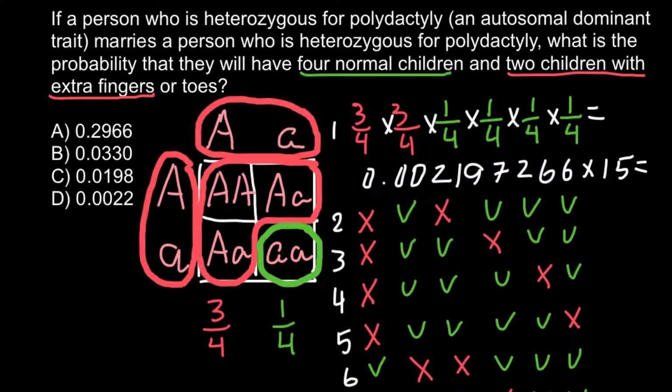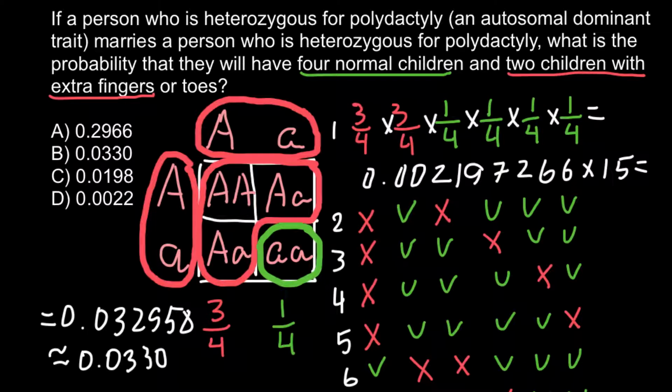And the answer would be, I don't have much space here, so I would continue here. So the answer would be 0.03, 29, 58, and as you see, we have to give an answer in rounded form, rounded to 4 decimal places, and as you see, if we round this number, we are going to get 0.0330. This is going to be this number rounded to 4 decimal places, and this is going to be answer B.